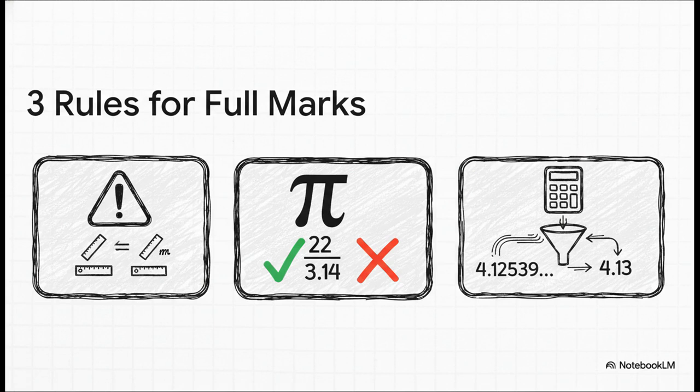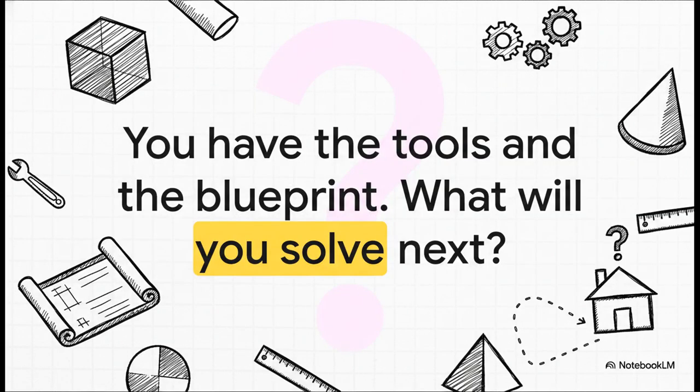First step, units. I cannot stress this enough. Always double check if your units are consistent before you start calculating. Second, pi. Look, unless the question literally screams at you to use 3.14, you should always use 22/7. That's just the ICSE standard. And finally, number 3, rounding. If you get some long, crazy decimal as your answer, the standard procedure is to round it to 2 decimal places. And that's a wrap.